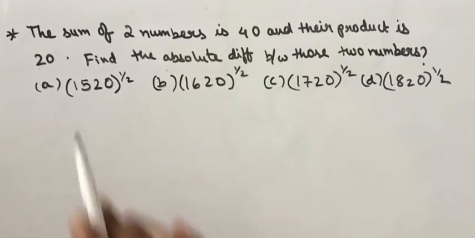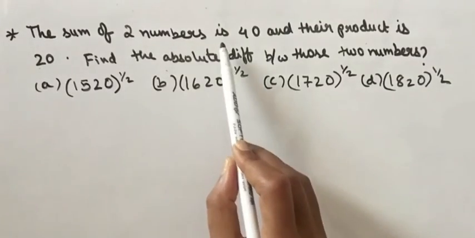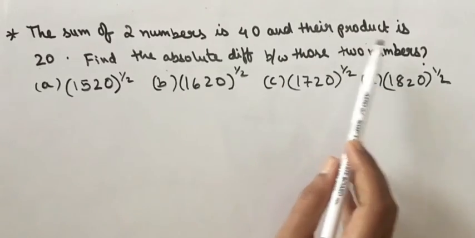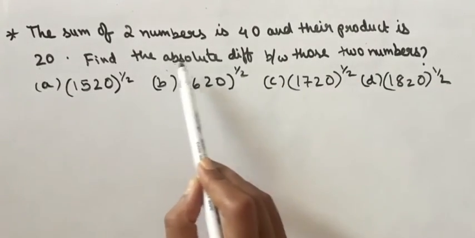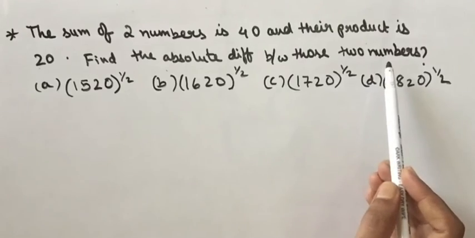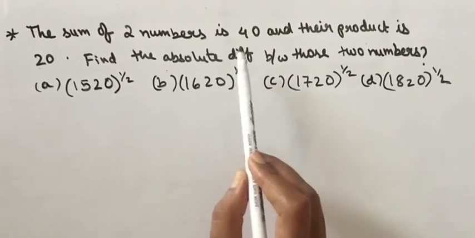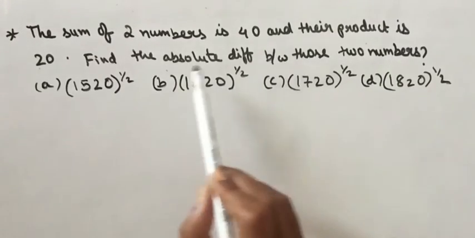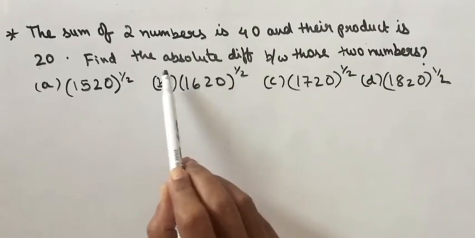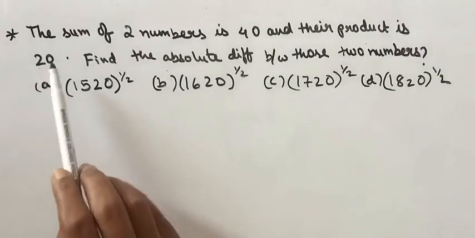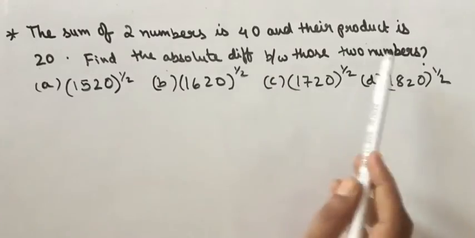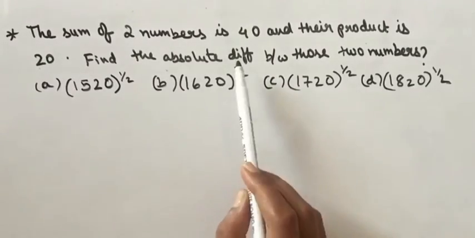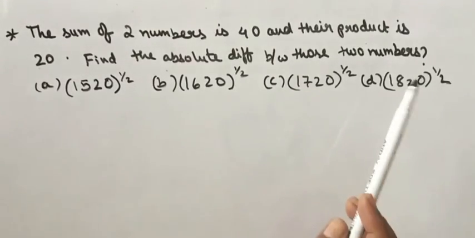Here is the last example. The sum of two numbers is 40 and their product is 20. Find the absolute difference between those two numbers. Okay. Absolute difference or difference both are same. Okay. So don't get confused if you look at such terms. Alright. So the sum of two numbers is 40 and the product is 20. Now we have to find the difference between those two numbers.